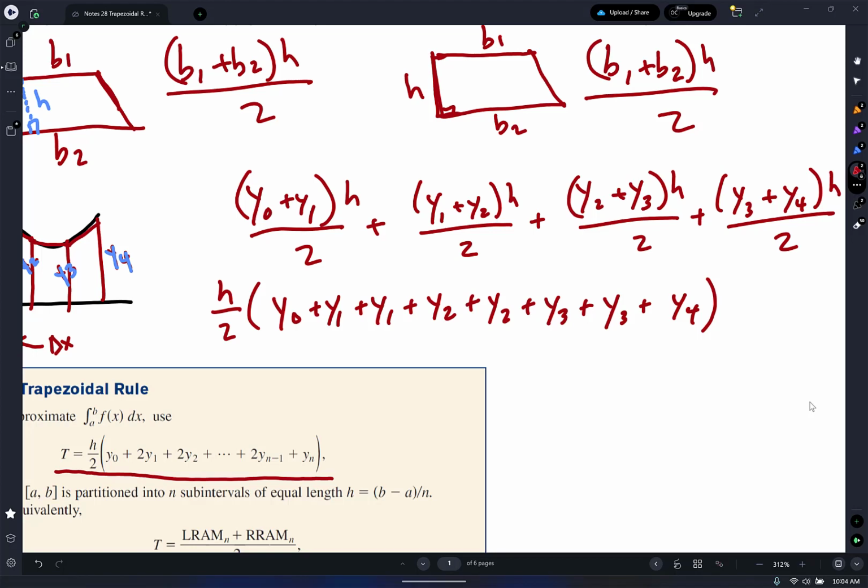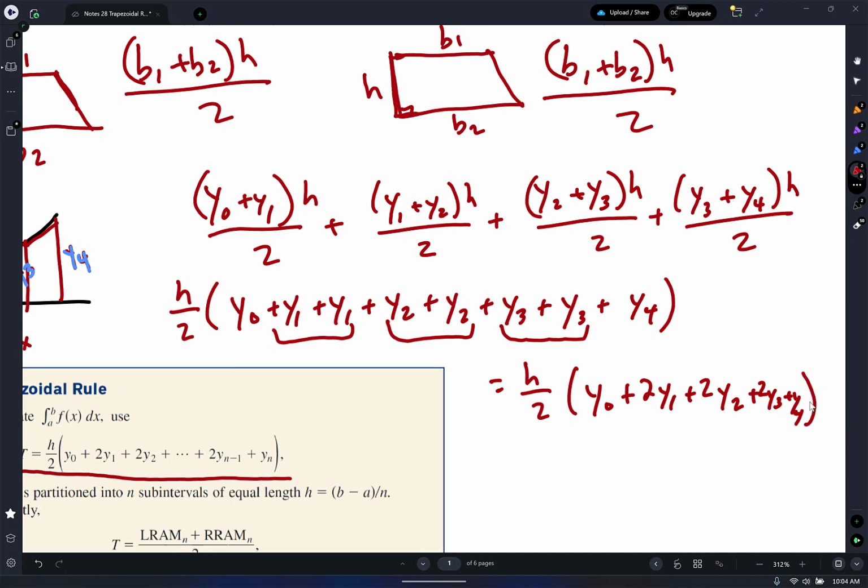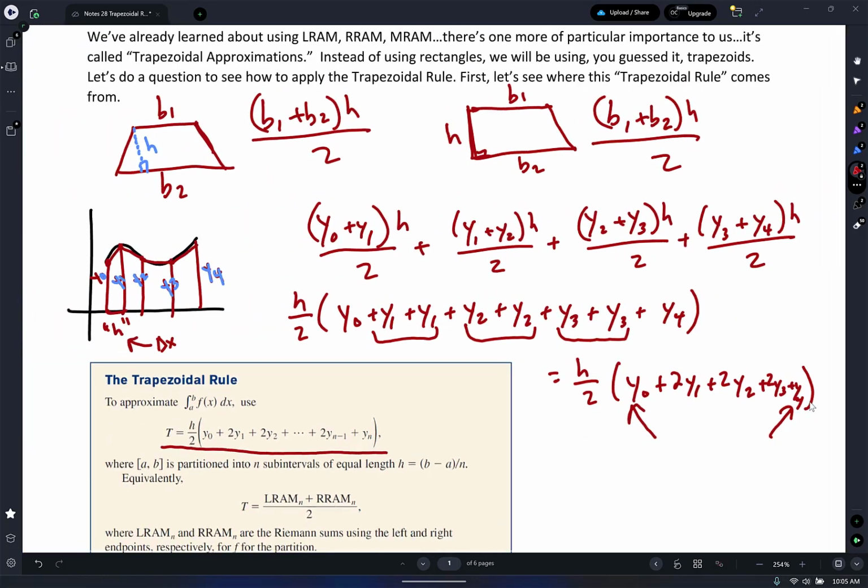How many y1s do you see? 2. How many y2s do you see? How many y3s? So, for this particular function, h over 2 times y naught plus 2y1 plus 2y2 plus 2y3 plus y4. I want you to notice that the first y value does not have a coefficient of 2 in front, and the last one does not have a coefficient of 2 in front either. Do you guys notice that? Okay, so look at this formula here.